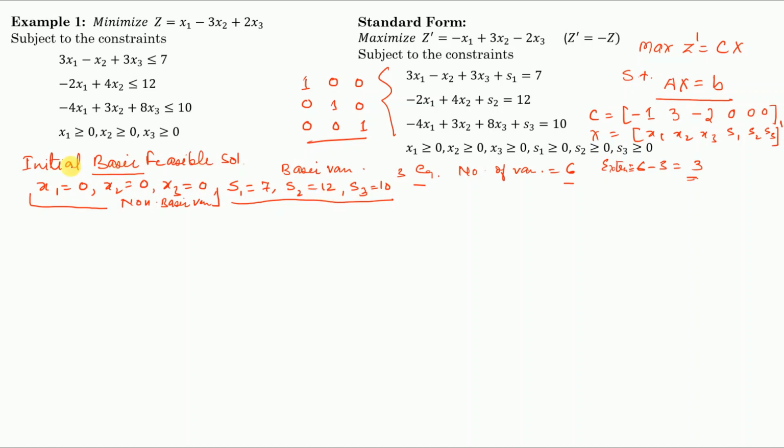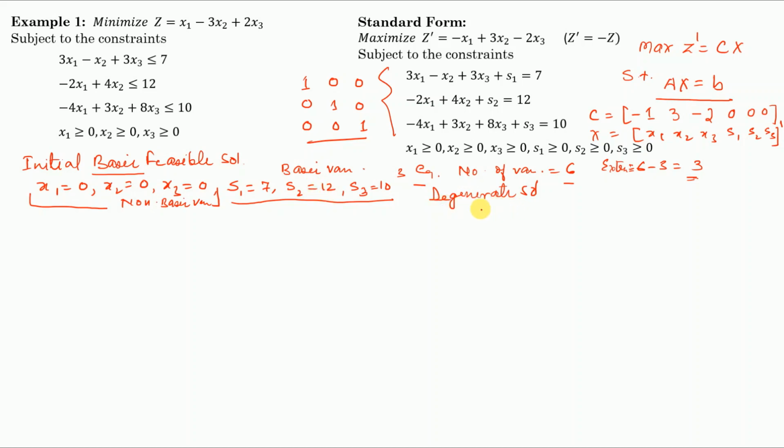Remember one thing, non-basic variables will be 0 every time and the basic variables will have some values. If one of the basic variables is 0, then we say the solution is degenerate.